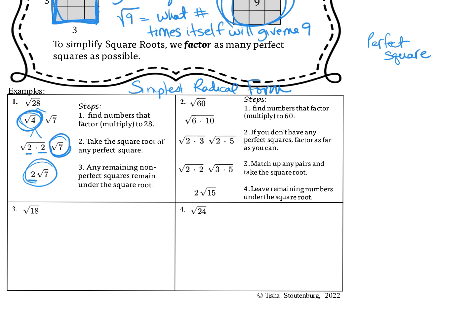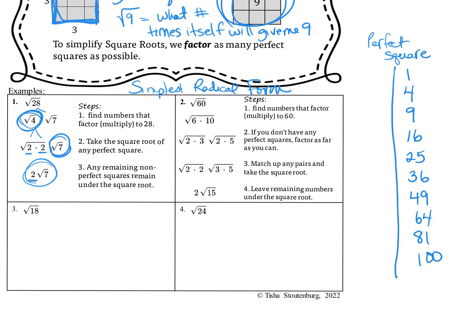Okay, and that of course is going to be 1, because 1 times 1 is 1. It's going to be 4, because 2 times 2 is 4. 9, 16, 25, 36, 49, 64, 81, 100. So these are our perfect squares 1 through 10. This is 1 squared, 2 squared, 3 squared, 4 squared, 5 squared, and so on.